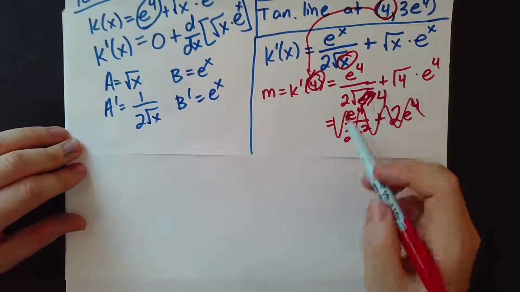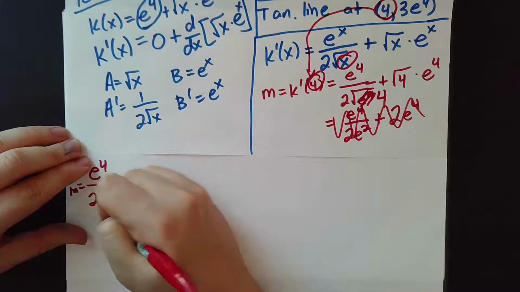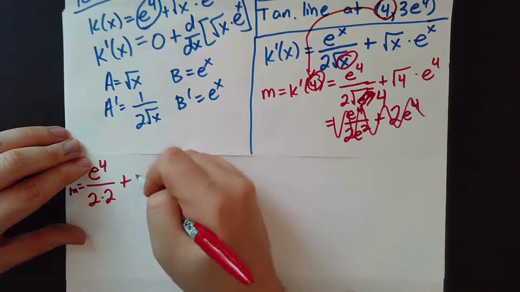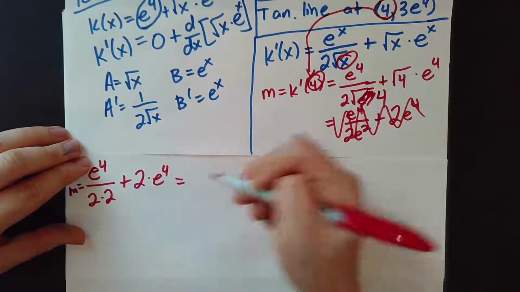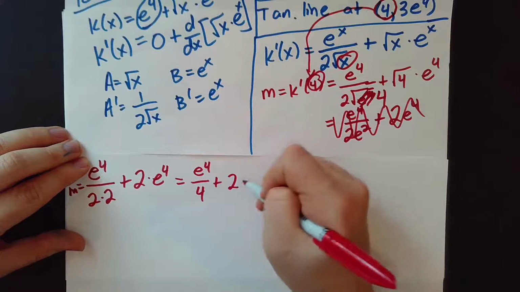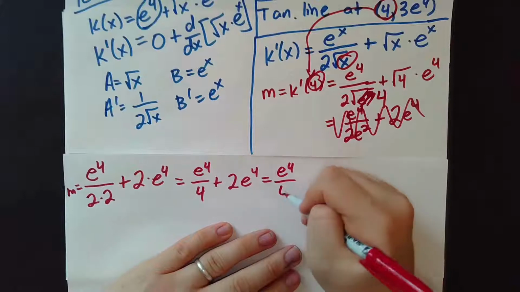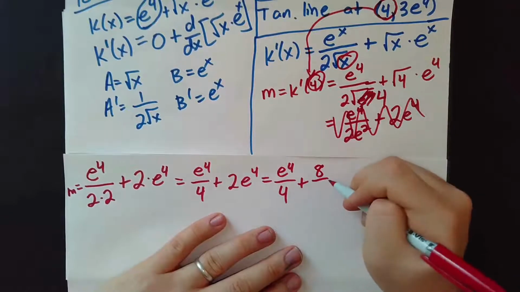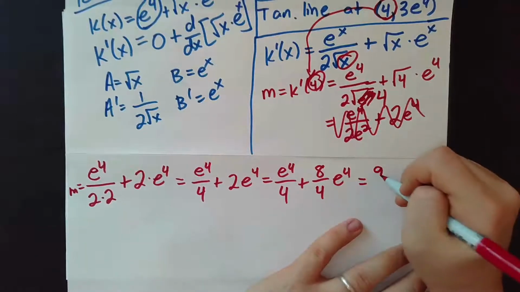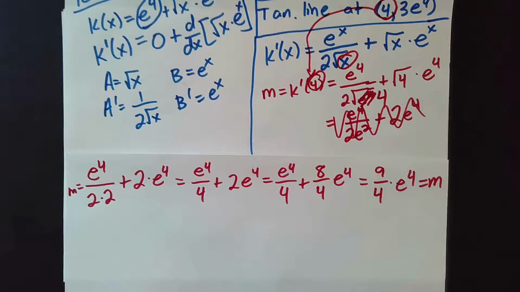So this is e to the 4th divided by 2 times the square root of 4, which is 2, plus 2 times e to the 4th. Okay. So this is e to the 4th over 4 plus 2e to the 4th, which is e to the fourth over 4 plus 8 over 4 e to the 4. And so that is 9 over 4 times e to the fourth. And that is my slope.